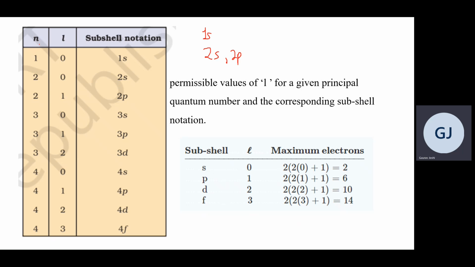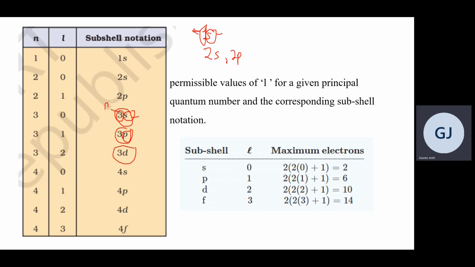Now when n is equal to 3, how many subcells can we have? L goes up to n minus 1, so we can have 0, 1 and 2. They will be 3s, 3p and 3d. This first number shows the n number, the principal quantum number, and the alphabet denotes the subcell.